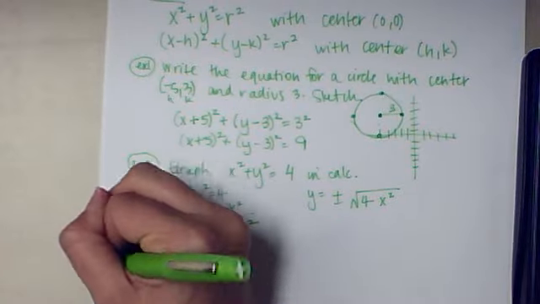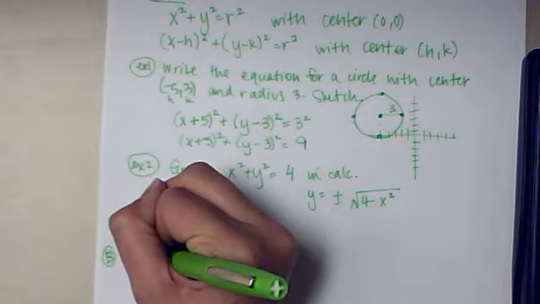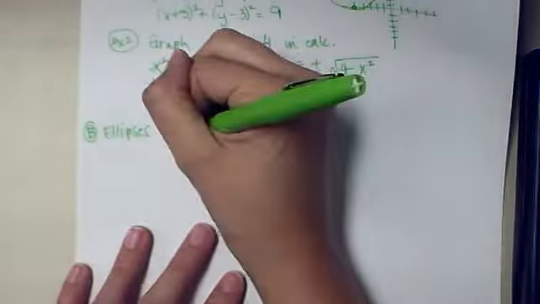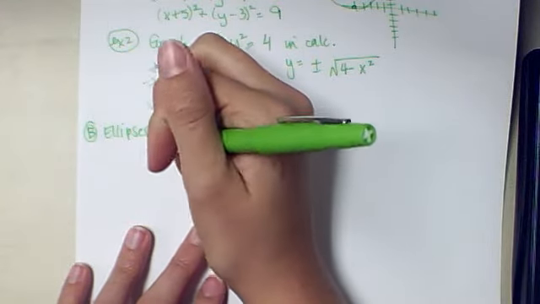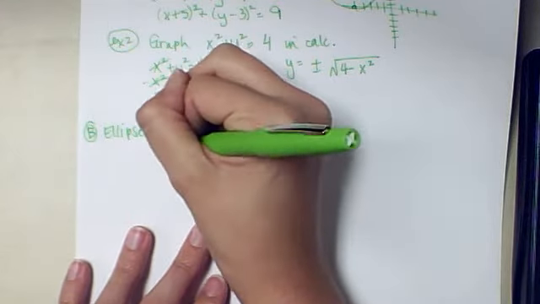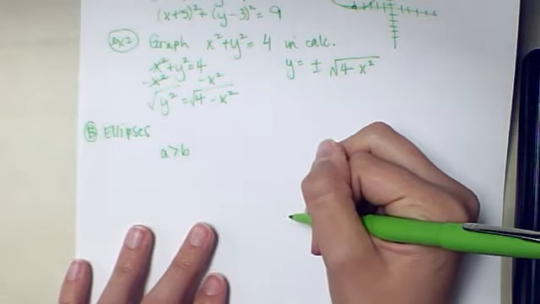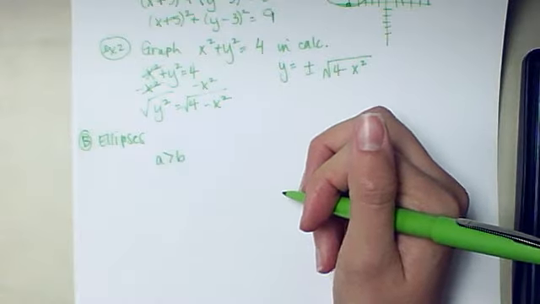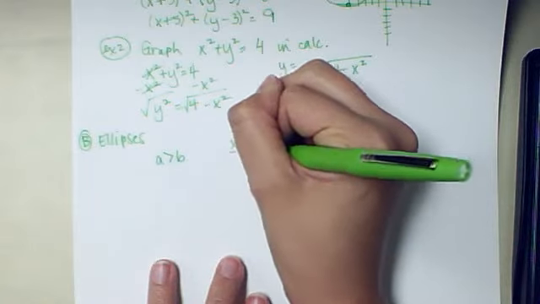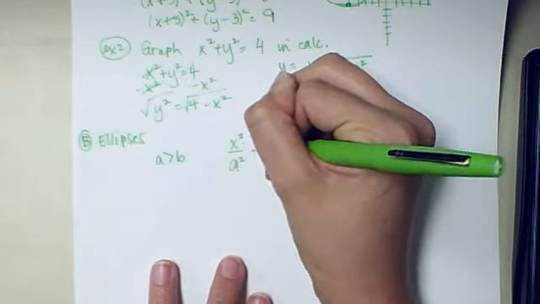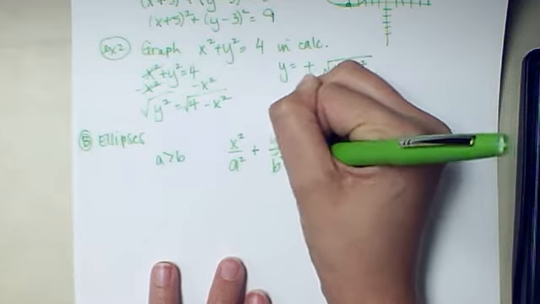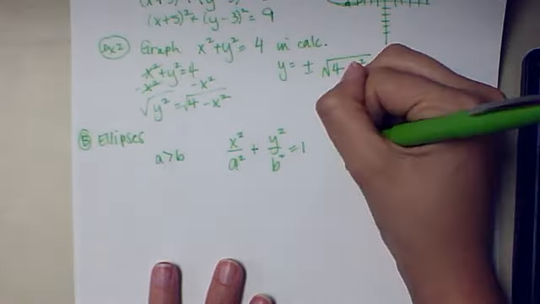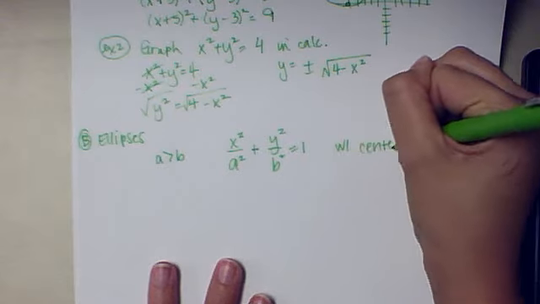Okay, part B for today is about ellipses. And if I'm looking at ellipses with center 0, 0, I'm talking about a being greater than b. So a is the bigger side or the longer side of the ellipse. It's the one that kind of starts the ellipse. And that is x squared over a squared plus y squared over b squared equals 1. And this is with center 0, 0.